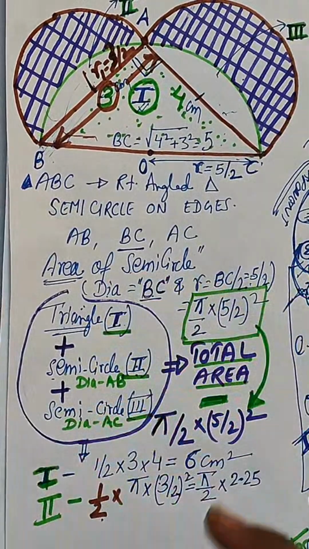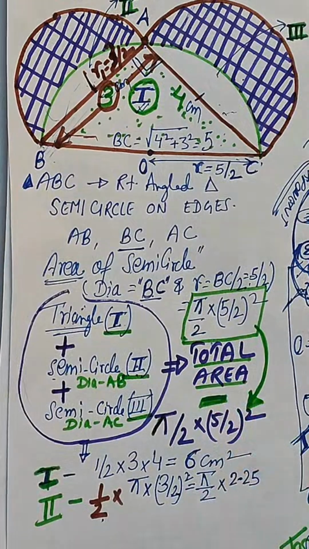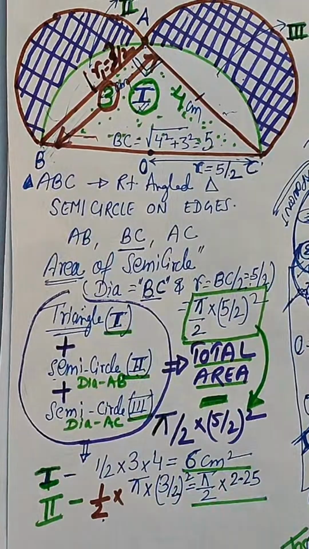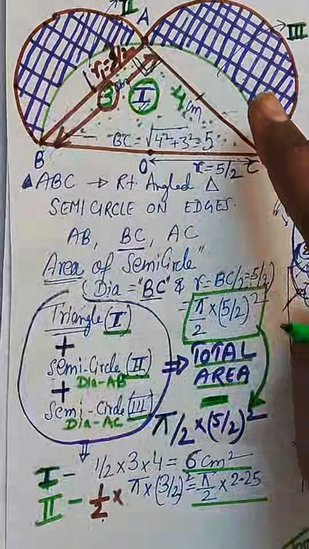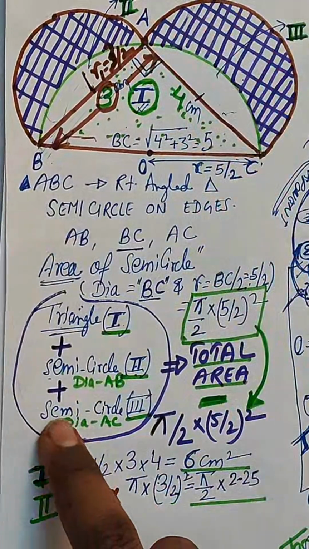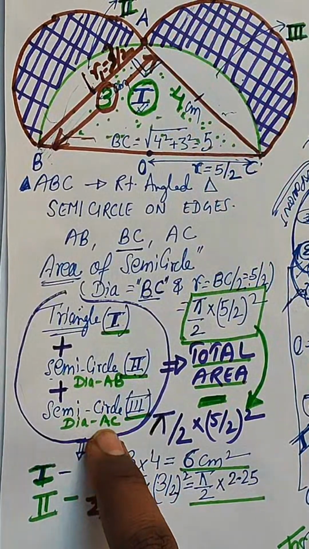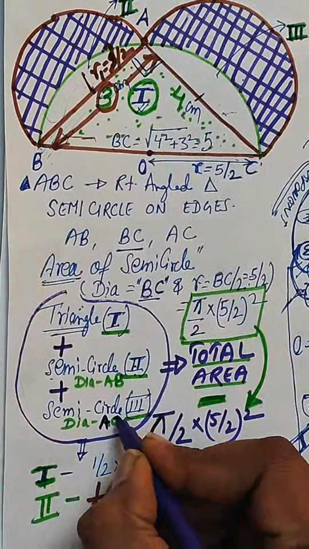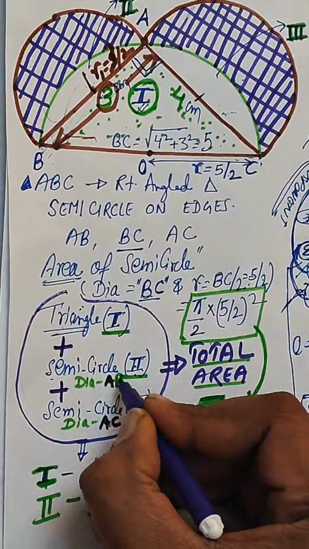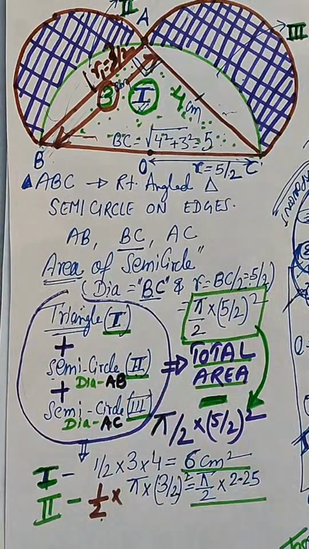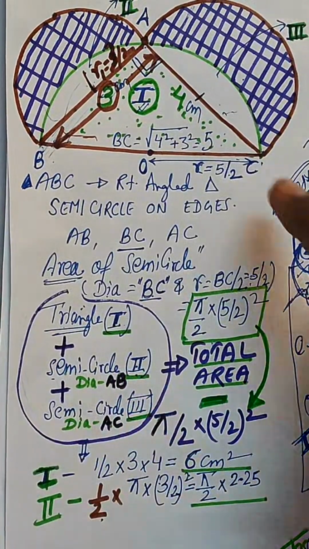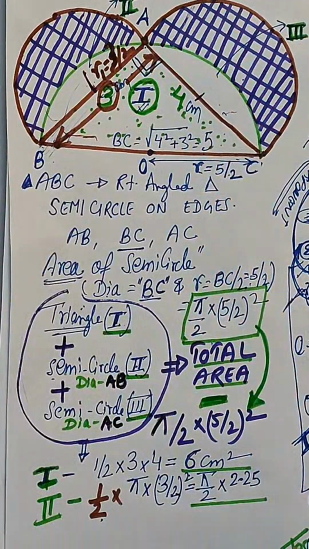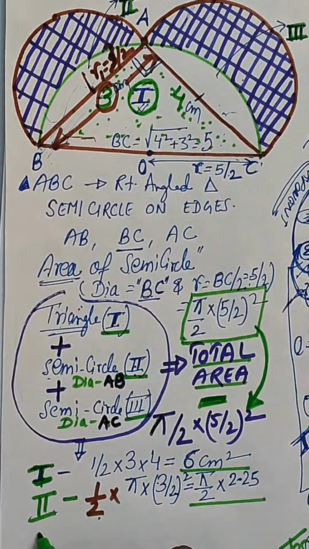Then what we are doing, we are calculating the total area now. So the first area is 6 centimeter square, the second area is this one, right? Now what is the third area? This one, the third area. This will be the semicircle built upon the diameter AC, right? The diameter over here is AC. We already calculated the area of the triangle on diameter AB, right? So the area of the semicircle drawn on the diameter AC is equal to area 3.